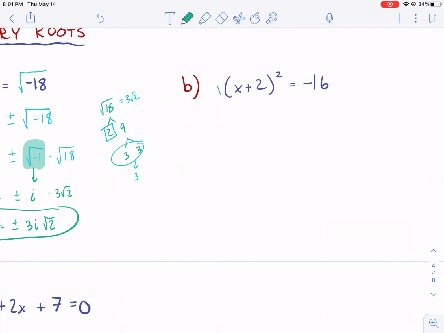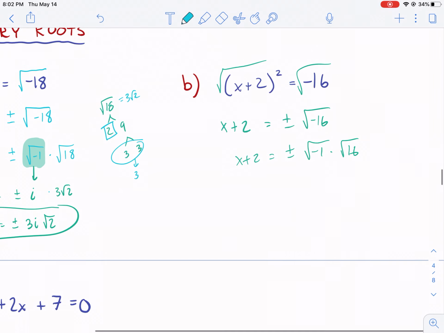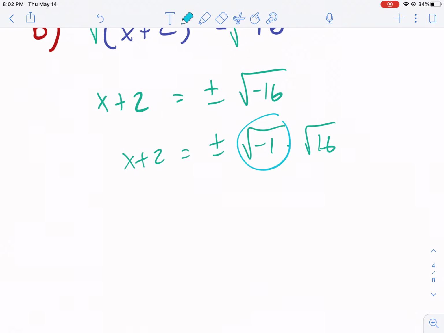Moving on to letter B. Here we do the same exact process. We take the square root of both sides and we get x plus 2 on the left. That was the whole point, to undo the squared, equals plus or minus radical negative 16. Okay, let's break down radical 16 first. Plus or minus the square root of negative 1 times the square root of 16. And that is equal to x plus 2. Now, here we know that this is equal to i, so we're going to go ahead and simplify that. And we know this is equal to 4. We already accounted for the plus or minus with the square root, so we're good to go there.